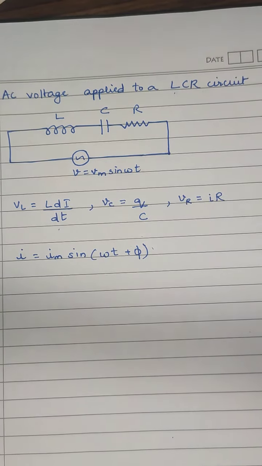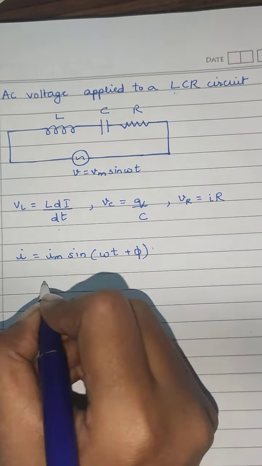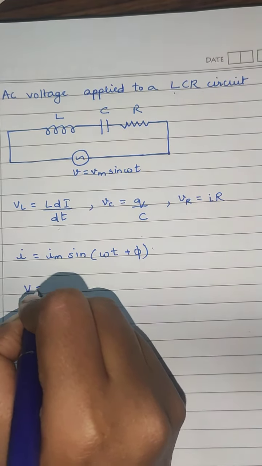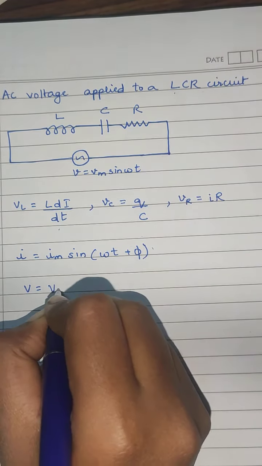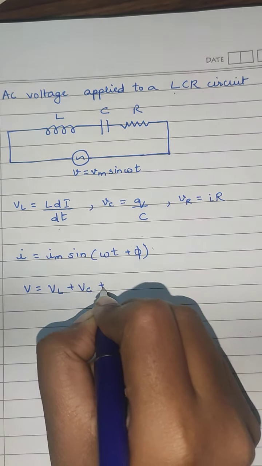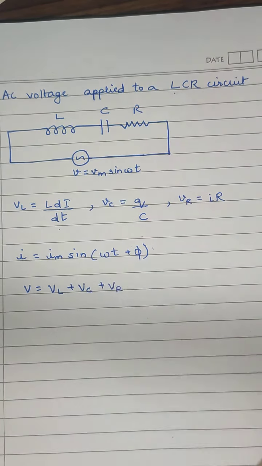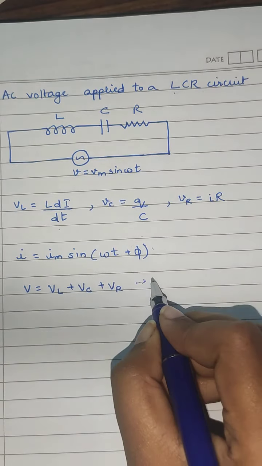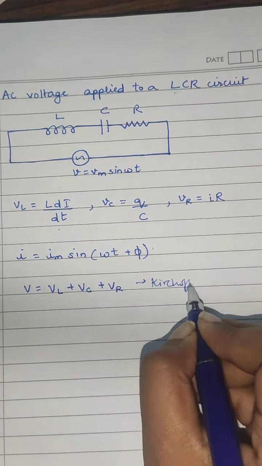Now according to Kirchhoff's law, the total voltage is equal to the voltage across the inductor plus the voltage across the capacitor plus the voltage across the resistor. So this is by Kirchhoff's law.